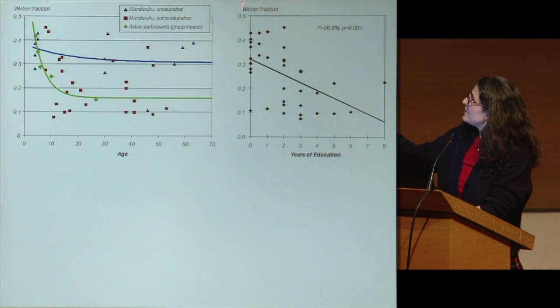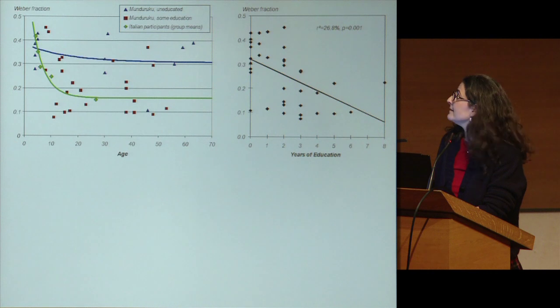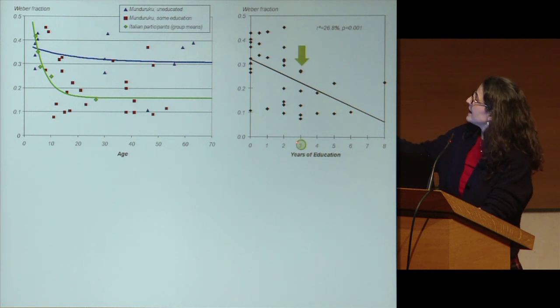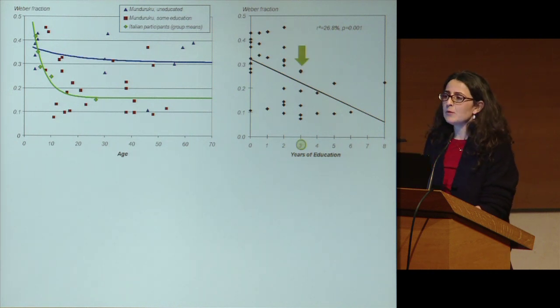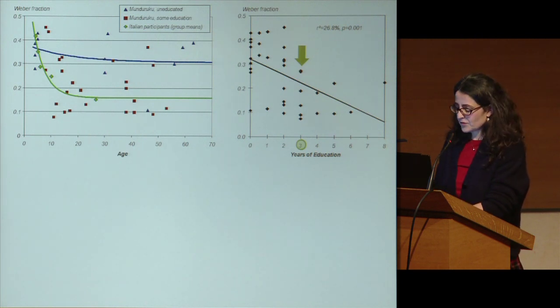Indeed, the Weber fraction, the variability across subjects, where every red point is a subject, could be well explained by the number of years of education that this Munduruku subject could attend. And indeed, there seems to be a drop at about the third year, which is exactly when, in the Munduruku system, counting and symbolic arithmetic is introduced.